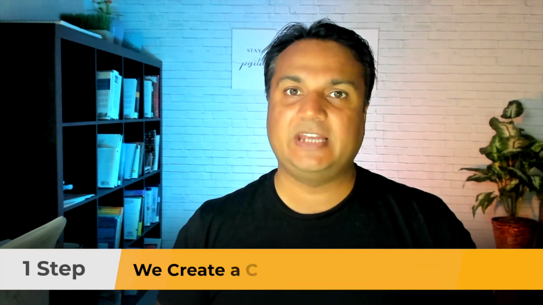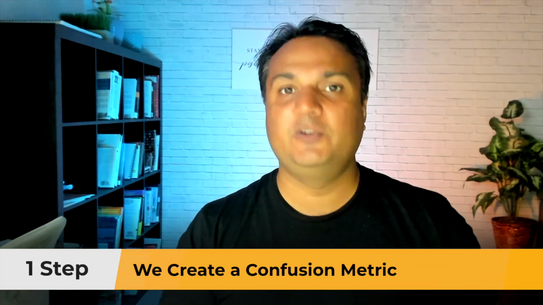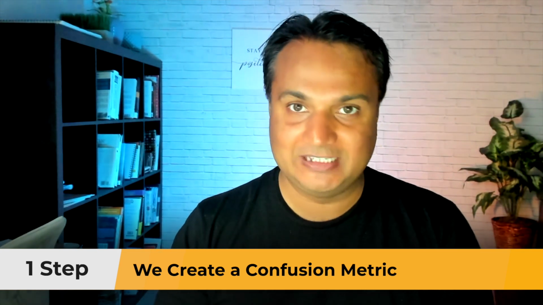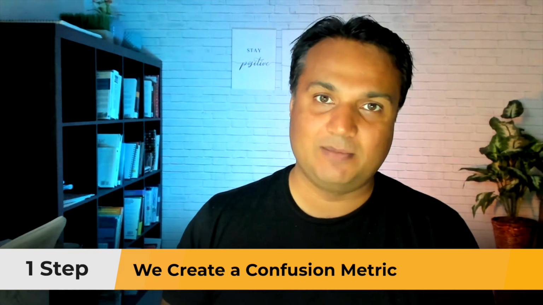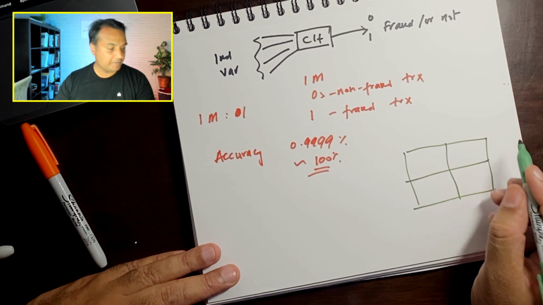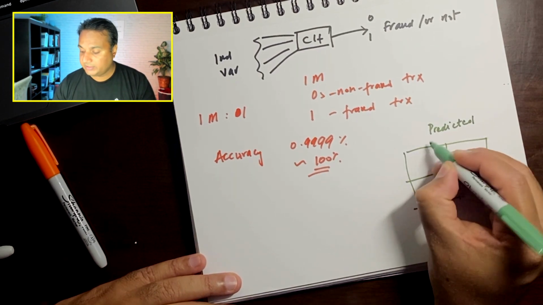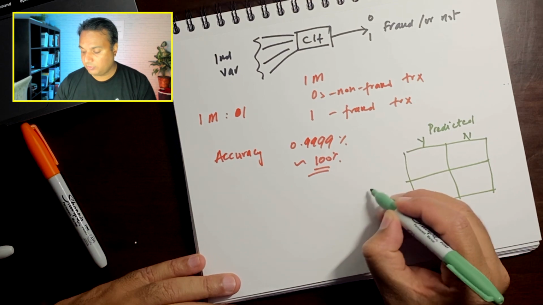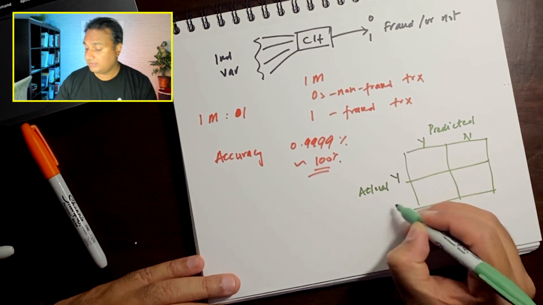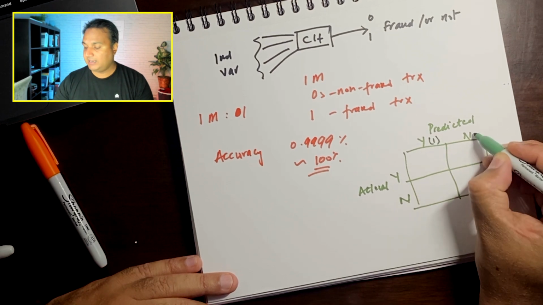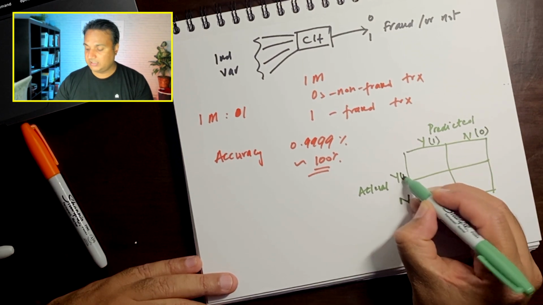Well, the first step is that we create a confusion matrix. Though the name is confusion matrix, it is a very simple concept and you can draw it in just a couple of seconds. What you have to do is draw a 2x2 table like this, where on top you have predicted yes and predicted no, and then on the left you have actual yes and actual no. By yes, I mean that the value would be 1 and no would be 0, and same here.